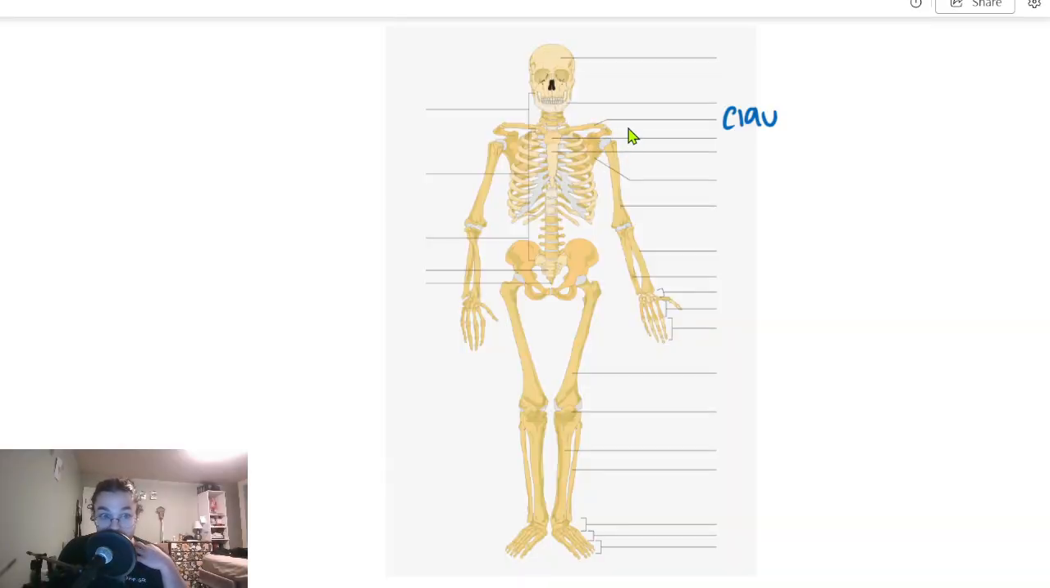Okay, so all of the names make sense eventually. And another reason why you need to know all the bones is because this is how you're going to know all the joints. This is how you're going to know all the muscles as well.